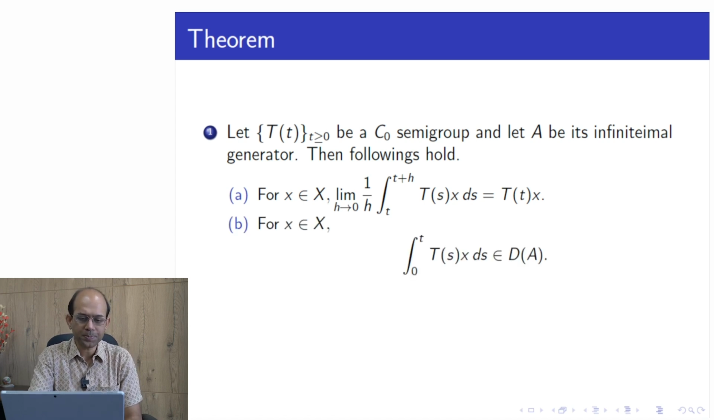Now property B: for any small x in capital X, this integral from 0 to t of T(s)x ds would be a vector, a point in capital X, correct? Because small x is there, T(s) is a linear operator, you are getting a vector in capital X, and on that you are doing this integration from 0 to t, so it would be a vector in X. But this statement is saying something more. It is saying that this vector is not only in X, it is also in the domain of A. Because the domain of A could be a subset of capital X. It need not be everywhere, correct?